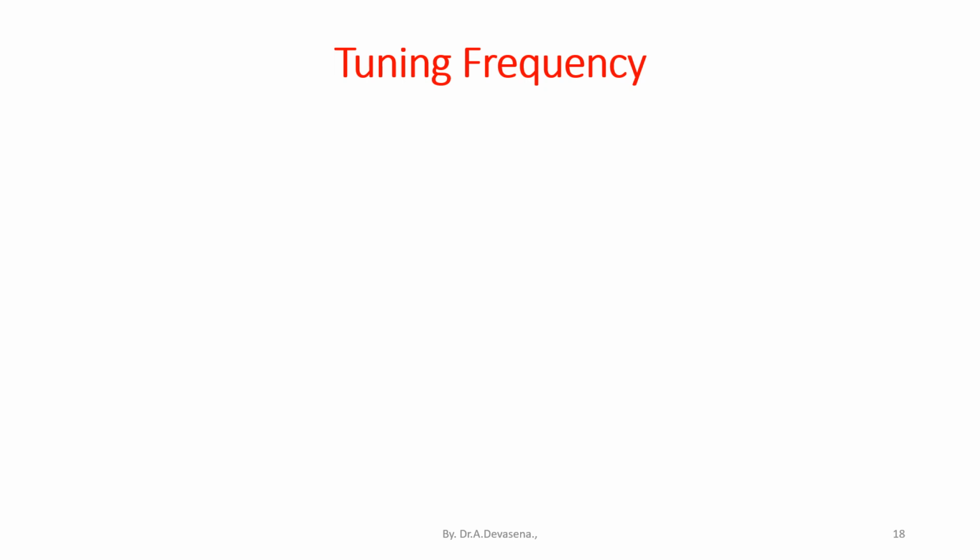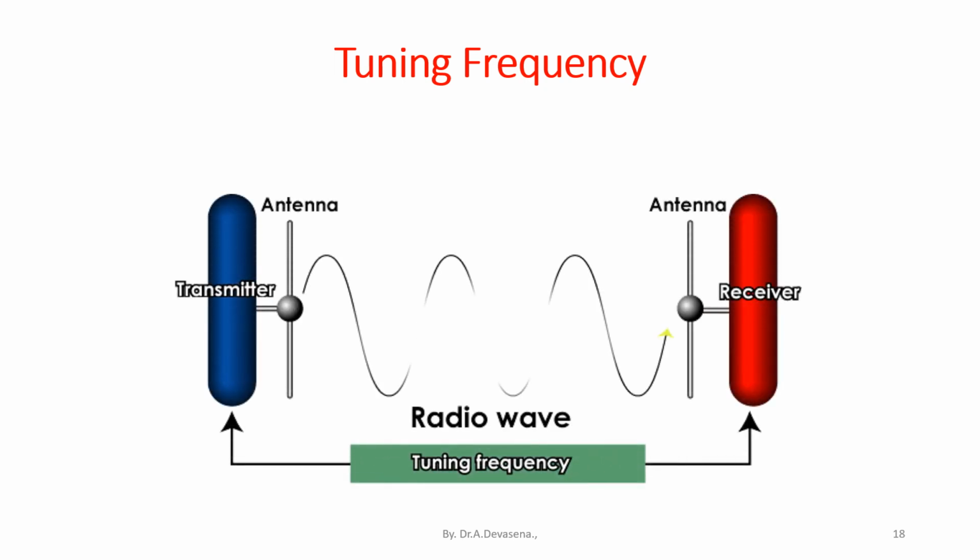Let us see the importance of tuning frequency. Here is a representation. Here we are having a transmitter. This transmitter is available in the broadcasting station. The radio waves that are generated in the radio broadcasting station have a particular frequency. That same frequency has to be received in our radio. Then only the information that is being broadcasted by the particular radio station can be received in our radio. For that, tuning frequency plays a vital role.